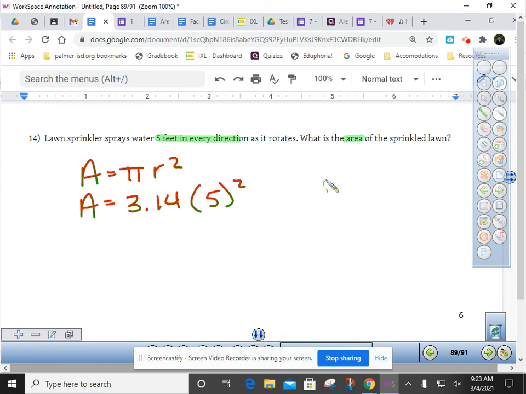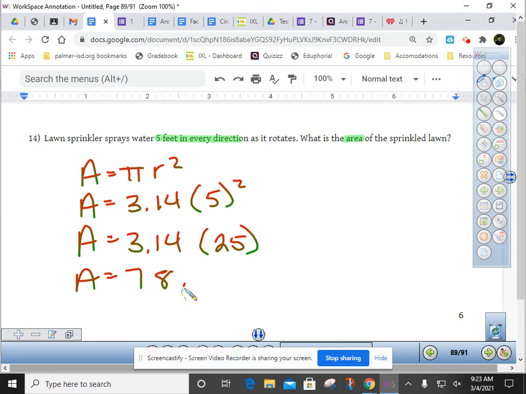You're also going to come across, well, we'll do it when we get there. We've already done this one. What do we get? 78.5.